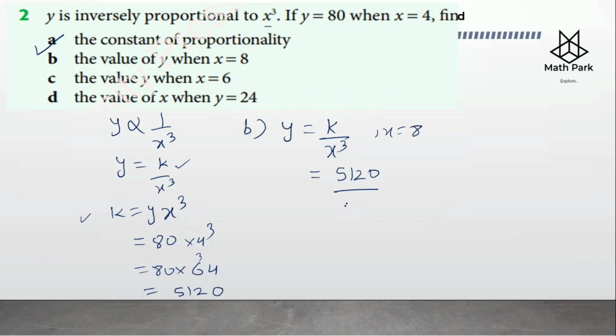So 8 cube is 512. So 5120 divided by 512, we get the value of y as 10. So this is how we got the value of y as 10.